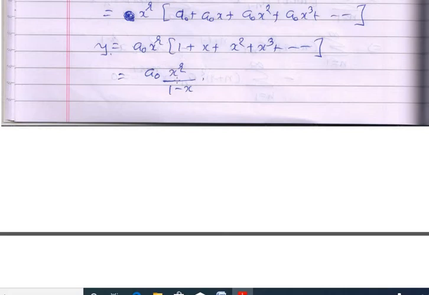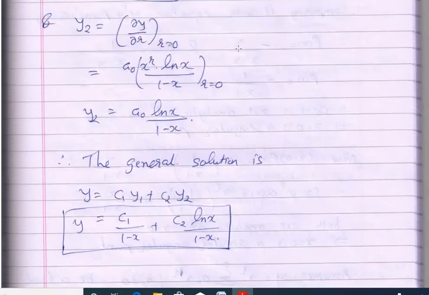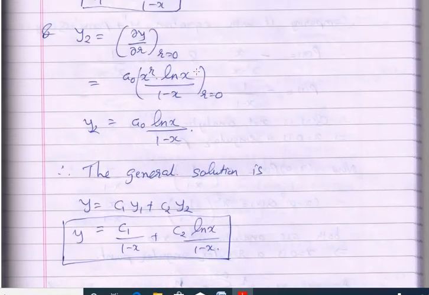Same manner for y2, what you have to do is, you have to differentiate this term with respect to r. So if you are partially differentiating with respect to r, then in that case r is a variable, x is constant. X is constant, so constant raised to something has a derivative. So x raised to r has a derivative x raised to r into log x. A raised to x has a derivative a raised to x into log a. So here you are going to put r is equal to 0, and that will give y2 is equal to a0 log x upon 1 minus x.